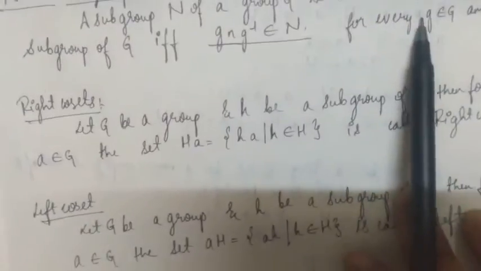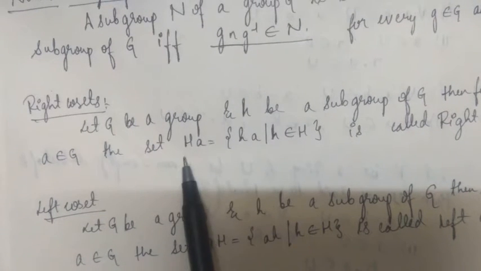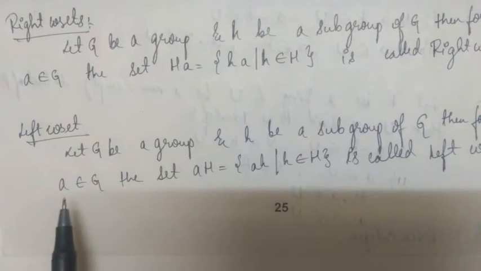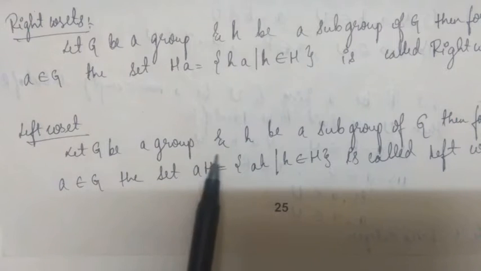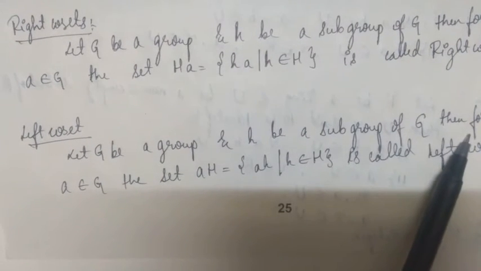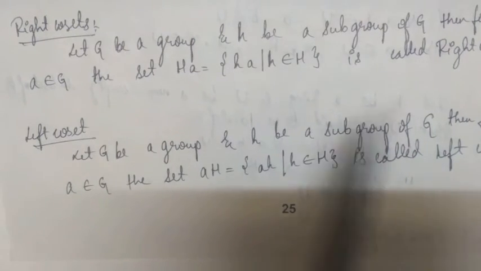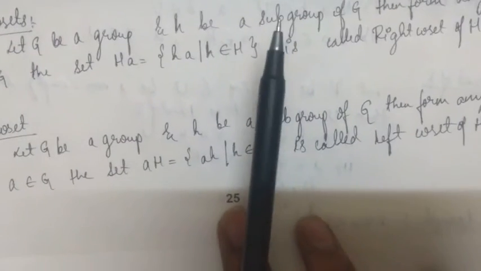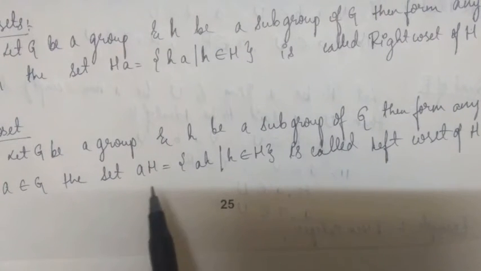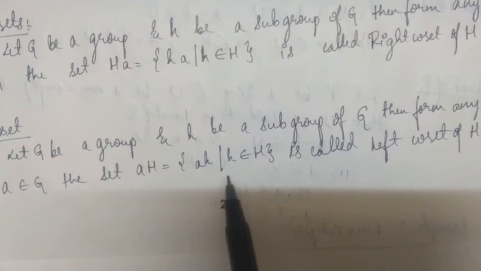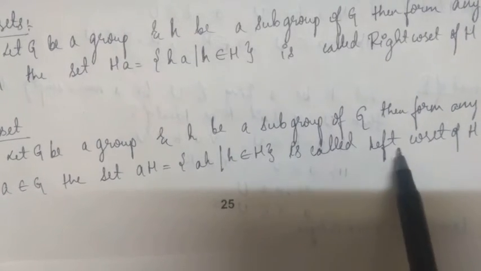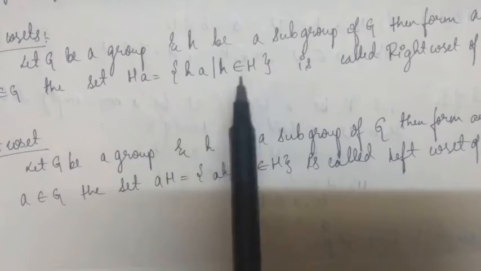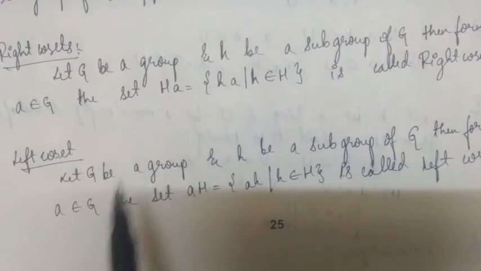Here we have taken Ha. If we multiply on its right, if we operate on its right, we will get a right coset. So what is the left coset? Let G be a group and H be a subgroup of G, then for any a belongs to G, the set aH, that is the elements ah for all h belongs to H, is called the left coset of H. So in cosets normally we have right and left cosets.